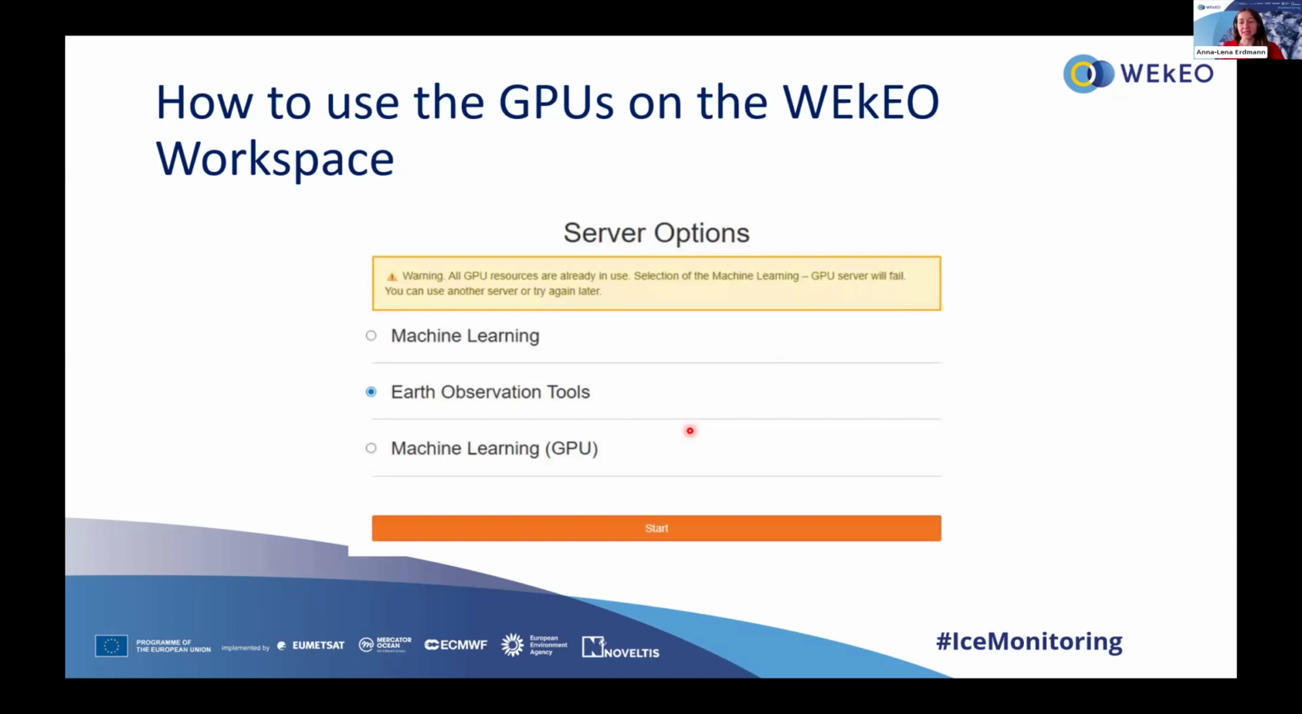If it is the case that already 5 people are using the GPU and you are the 6th person, you will probably see this warning: all GPU resources are already in use. The selection of machine learning GPU server will fail. Please try again later. And that's the strategy. If you see that within 1 day or so no free space opens up, then feel free to write to the user support or to write us a message and ask what's up.